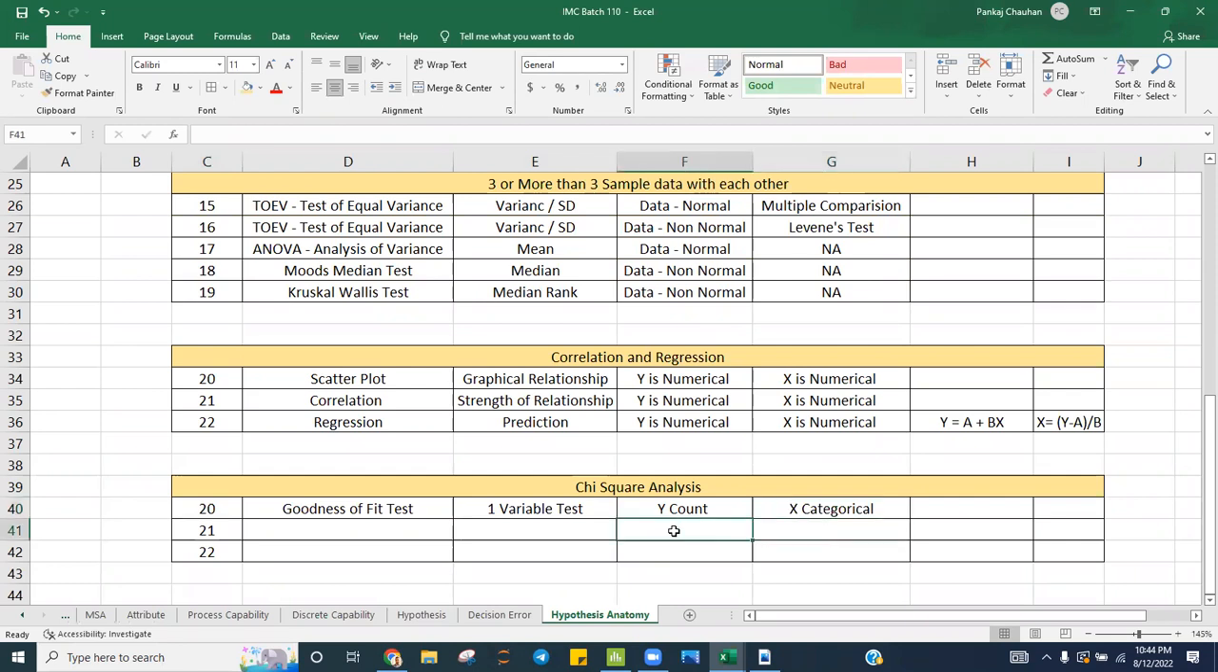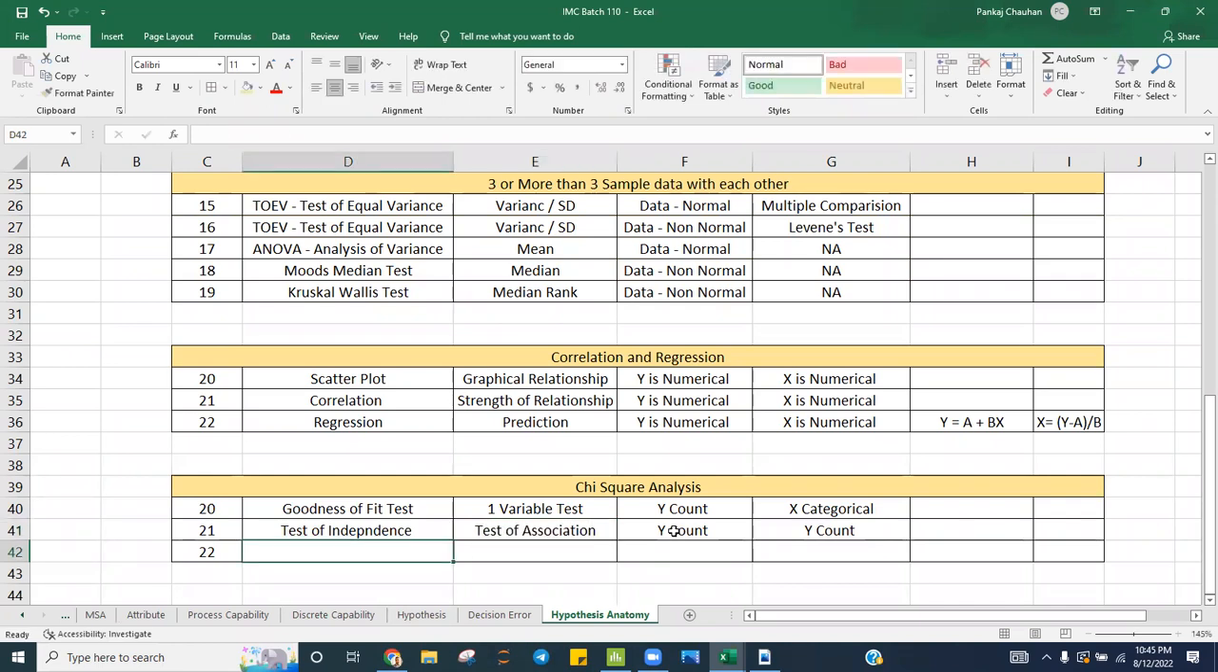In case Y and X both are categorical, Minitab will automatically convert those categories into counts and then it will calculate the statistics. Okay. So you are ultimately dealing with the count only. If it's a category, you are converting that category into numbers and then you are going ahead, which is also called the test of independence. Sometimes we call this a test of association or two variable test.